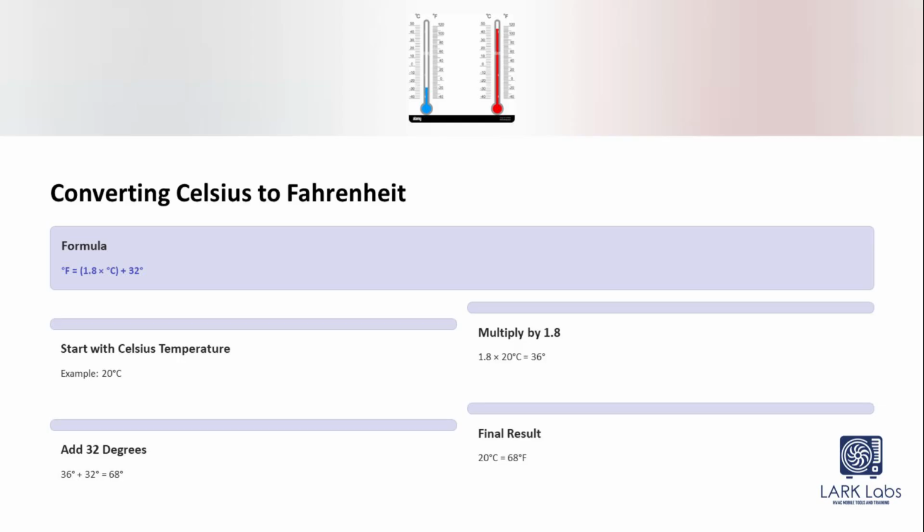Converting Celsius to Fahrenheit involves a simple formula. Multiply the Celsius temperature by 1.8 and add 32. This conversion is crucial for understanding temperature differences in various scientific and practical applications.